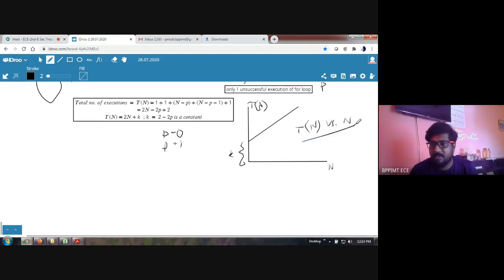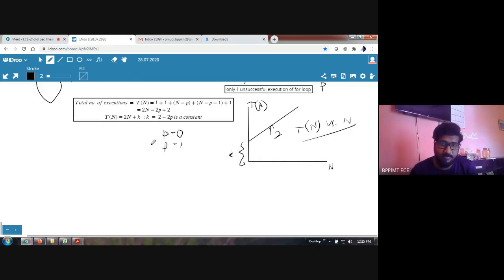What is the dependency? This is actually linearly growing, following a straight line. That is what we are interested in. And what is the slope? Slope in this case is 2. If the slope is more, the straight line is steeper, so it is a higher growth. So we are interested in the growth of the function Tn versus n. This is actually your time complexity analysis. Only time complexity, space complexity we have not done here.